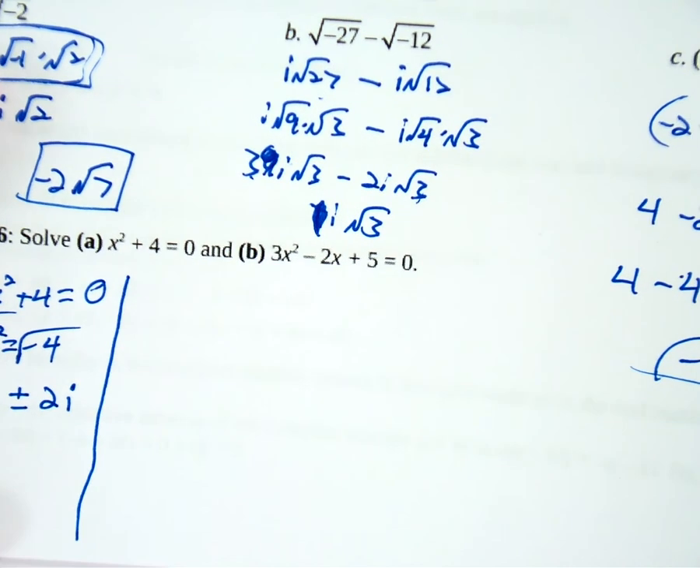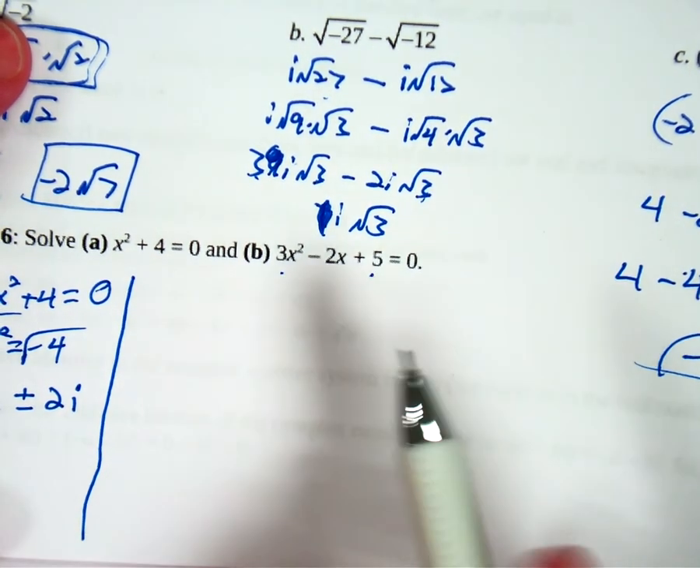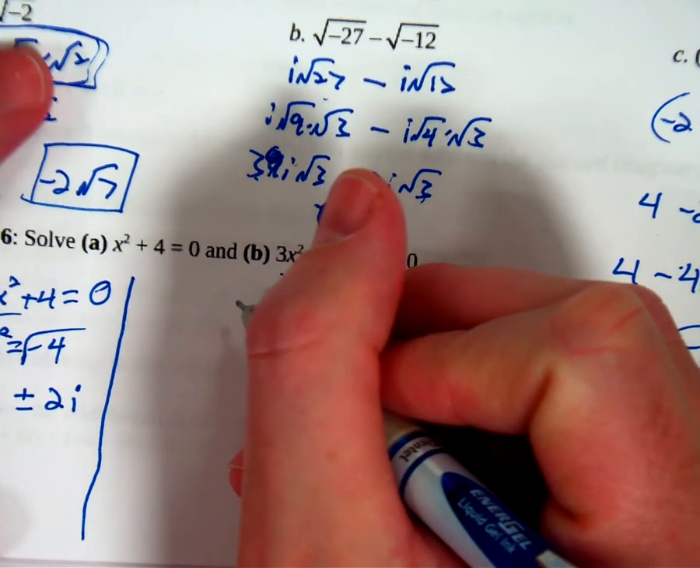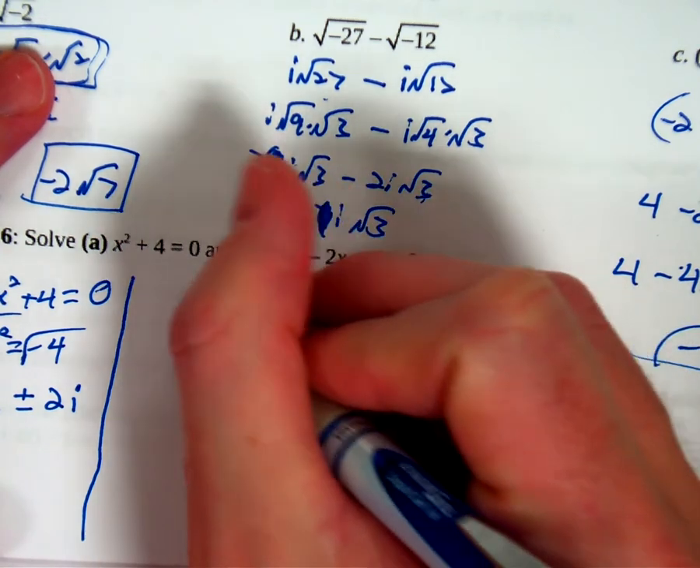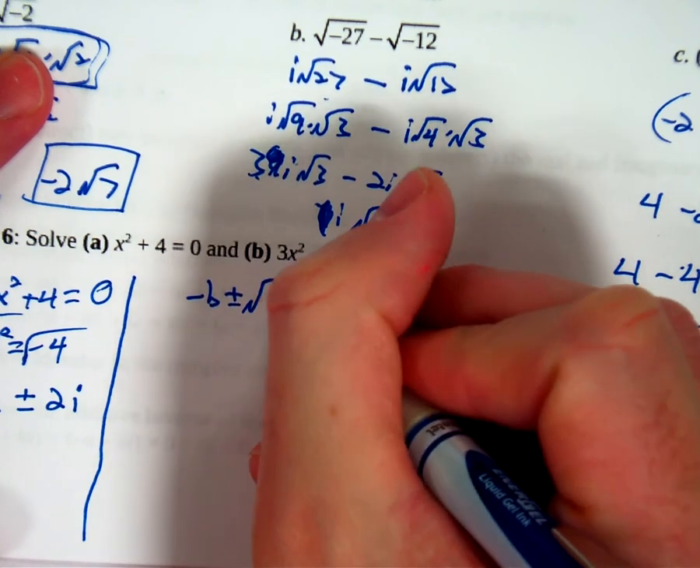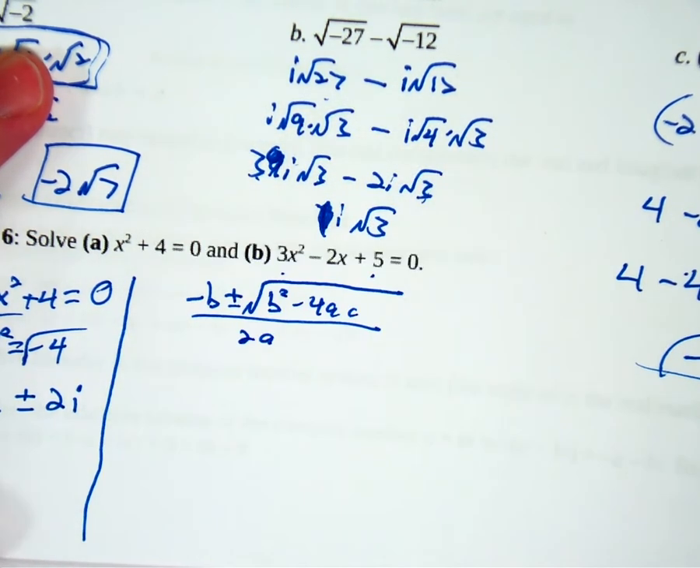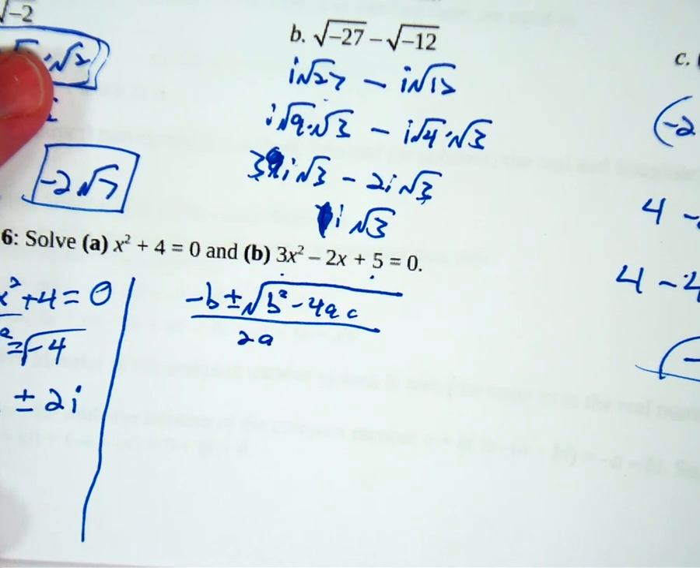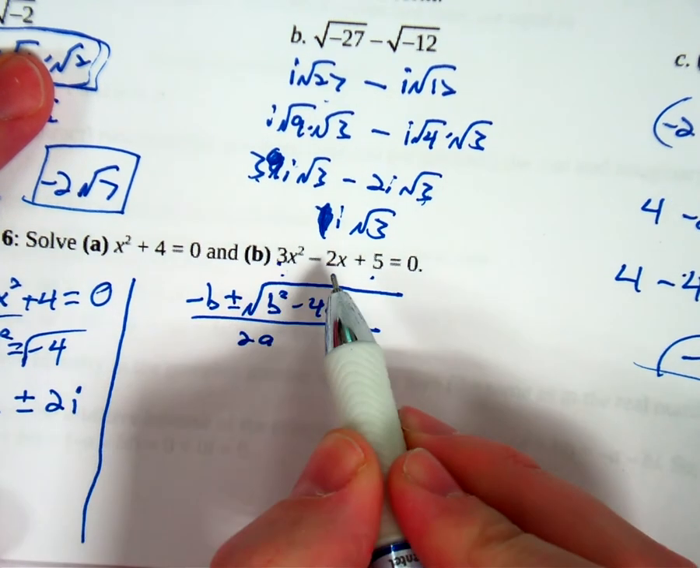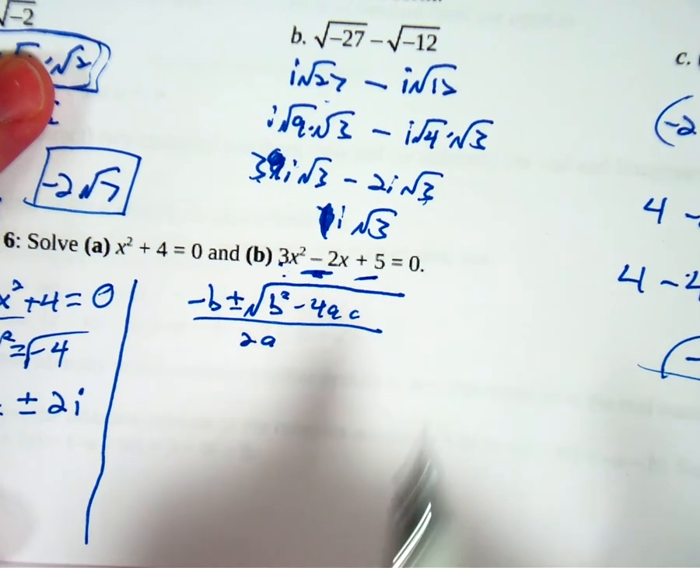Last one. This is not the fun one. You can sit there and try to factor this out. It's not going to happen. Okay? So we need to do the quadratic formula. Negative b plus or minus square root of b squared minus 4ac all over 2a. a, b, including the sign, c.